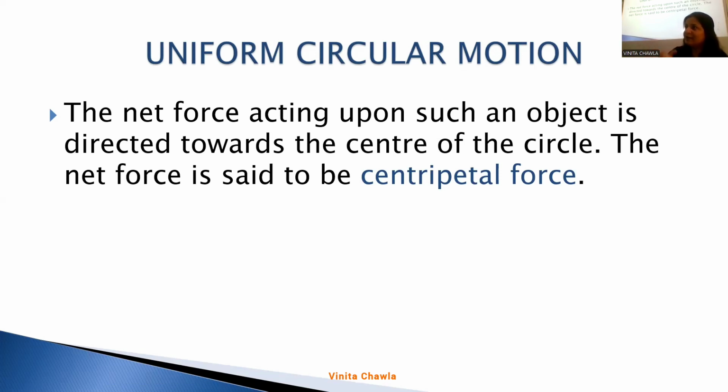So if it acts towards the center, the object will be able to move in the circle easily, right? So it maintains the circular path; it acts on the object to keep the circular path, and it acts towards the center. And because centripetal force is acting towards the center, where there is force there is acceleration too, so acceleration is also acting towards the center.